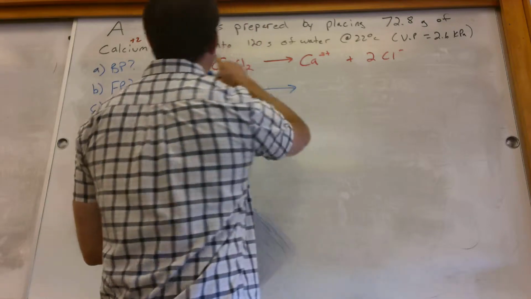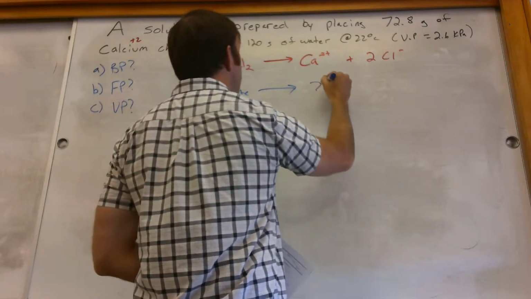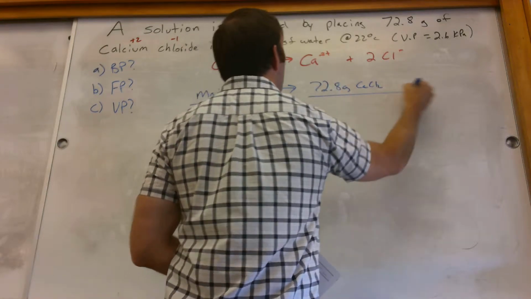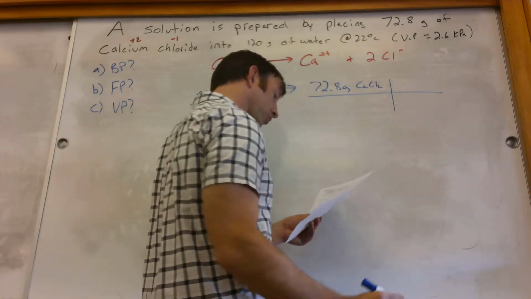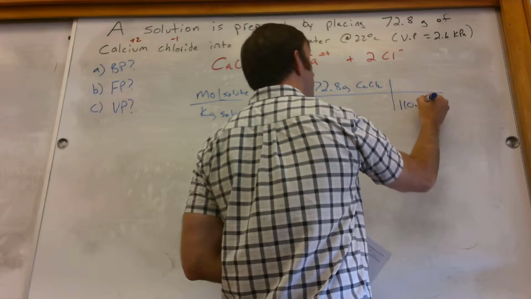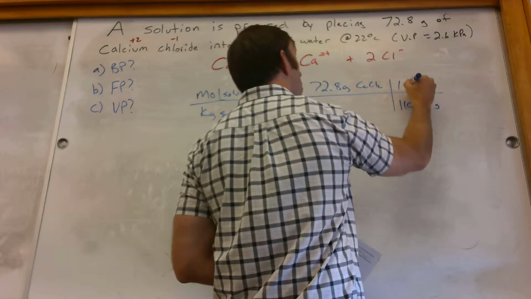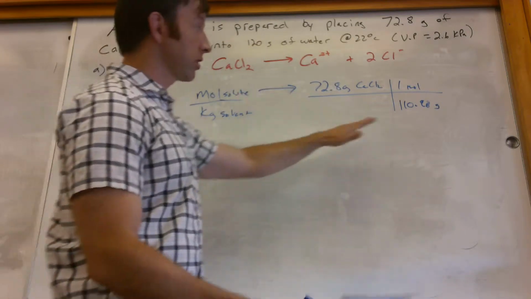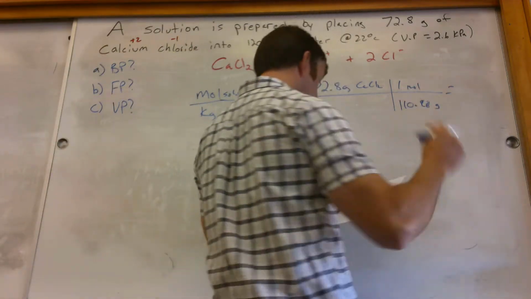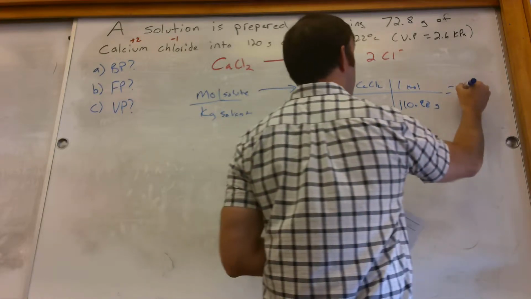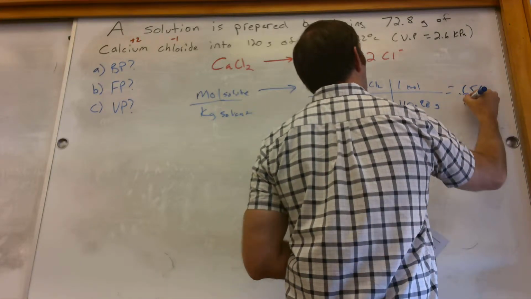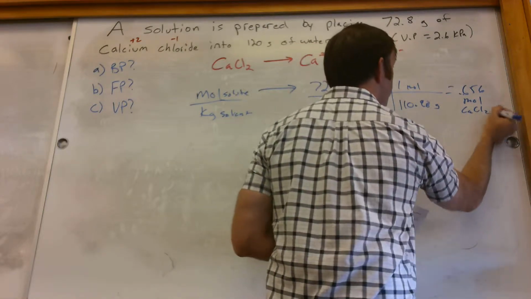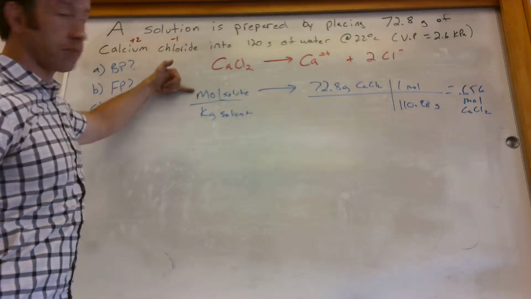So I have 72.8 grams of calcium chloride, right? I'm going to divide that by the molar mass, which is 110.98 grams per mole. We get that from adding 2 chlorines and 1 calcium, that's the molar mass. That equals 0.6566 moles of calcium chloride. All right, so there is my number that goes here.